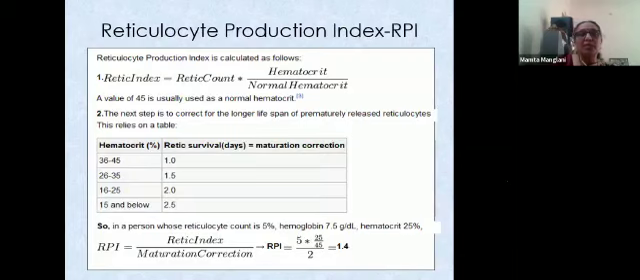How do we do that? We first calculate the retic index, which is retic count times hematocrit divided by normal hematocrit. This is what we also call the corrected retic count colloquially. And by that we mean correcting the retic count to the patient's hematocrit. So if the patient's hematocrit is low, you expect the retic count to be high. But when you calculate the retic index, it does not come out to be high.